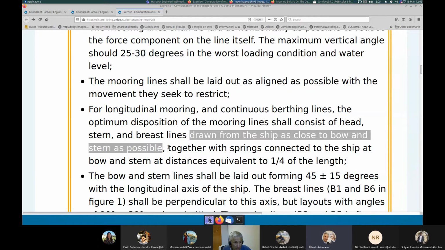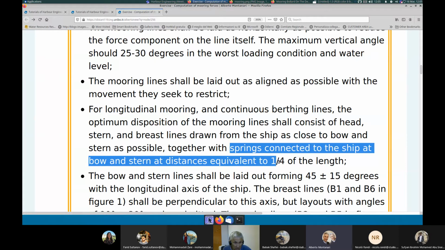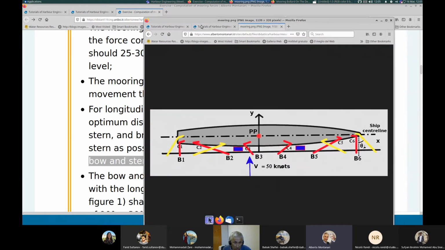Okay, and now what about the springs? The springs are connected to the ship at bow and stern at distances which are more or less 1/4 of the length. And this is more or less what you can see here. It's probably not 1/4. You see C3, B3, it's not really 1/4. But anyway, this is the indication.